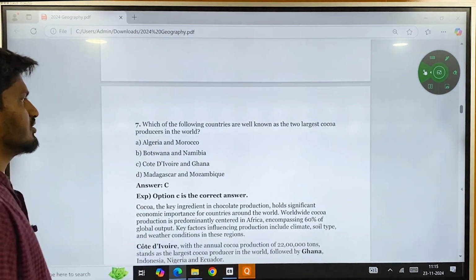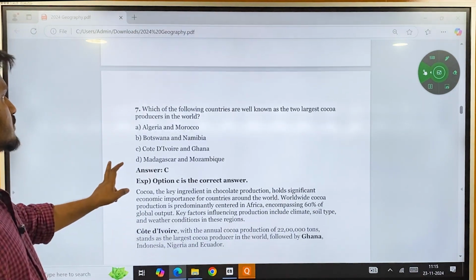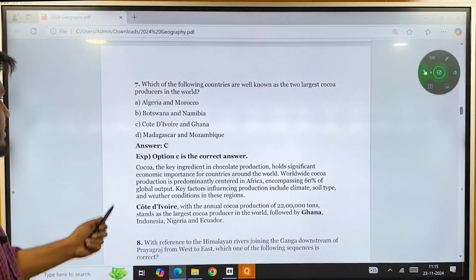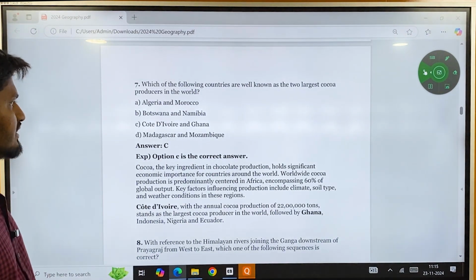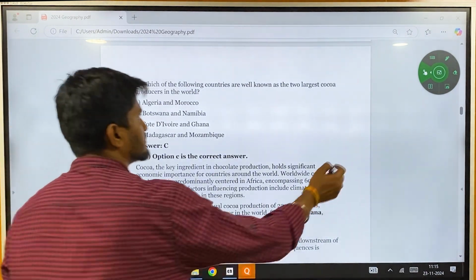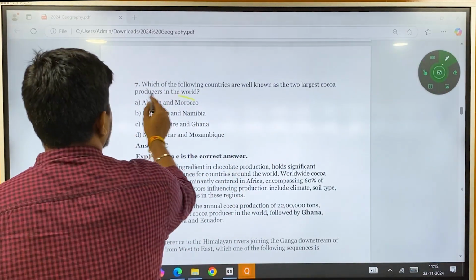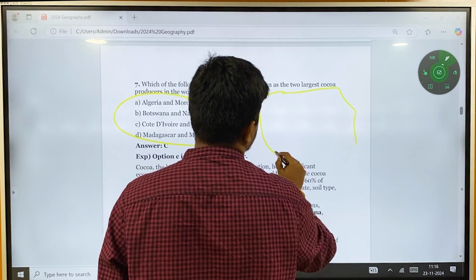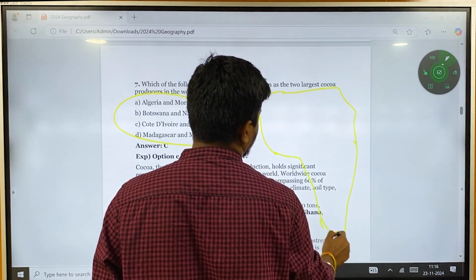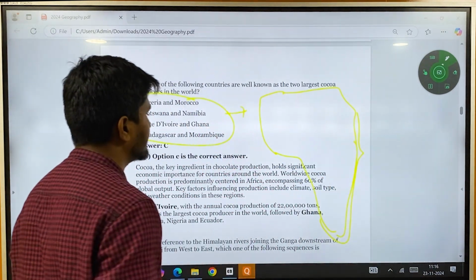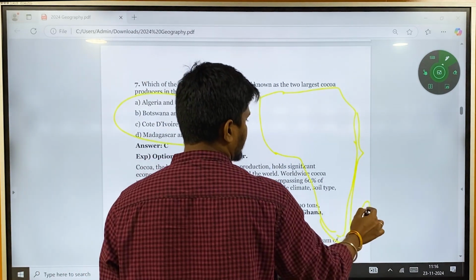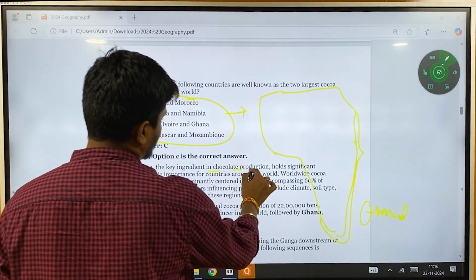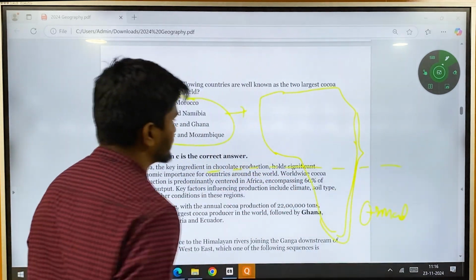Next, which of the following countries are well known as the 2 largest cocoa producers in the world? This is a current affairs mapping kind of thing. So the correct answer is Ivory Coast or Cote d'Ivoire and Ghana. Okay, so see the options. All these options contain countries which belong to the continent of Africa. This is the African continent, and here is the island called Madagascar. Even this Madagascar island is given, and the equator passes through this region.